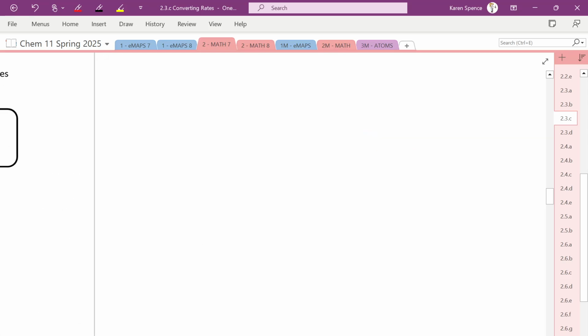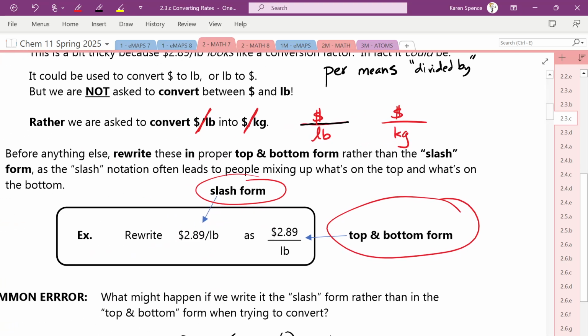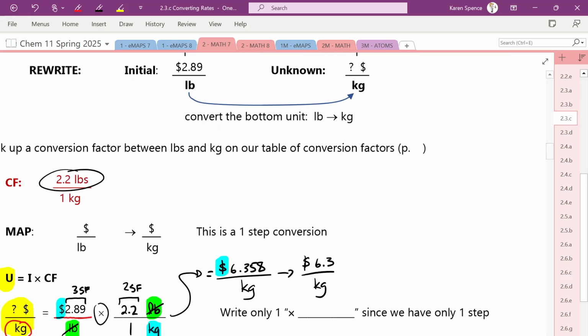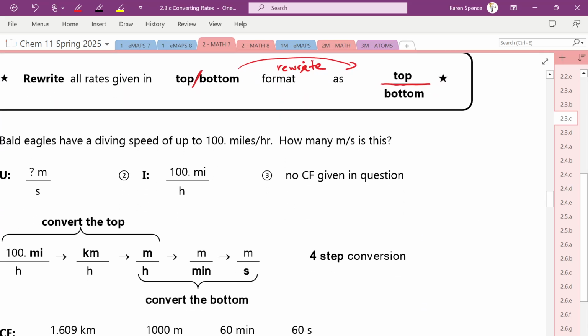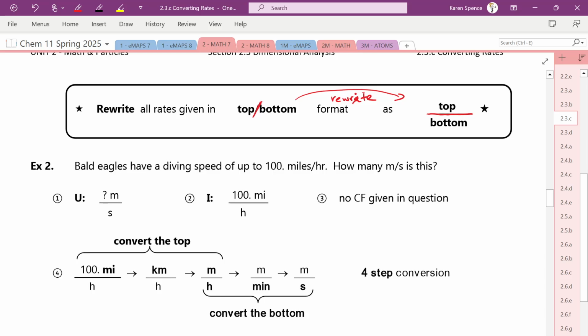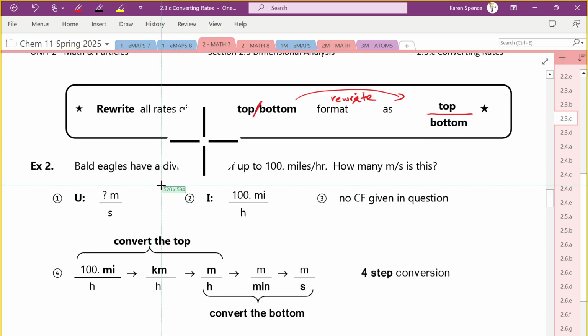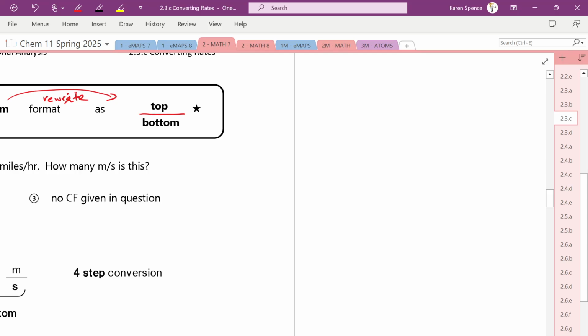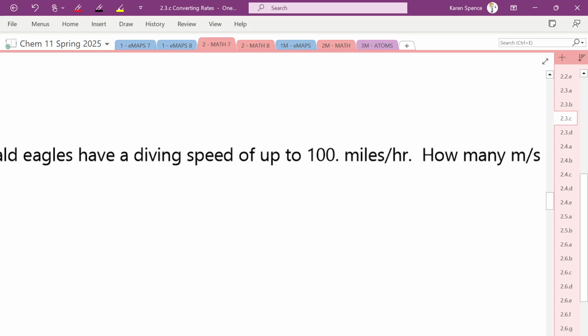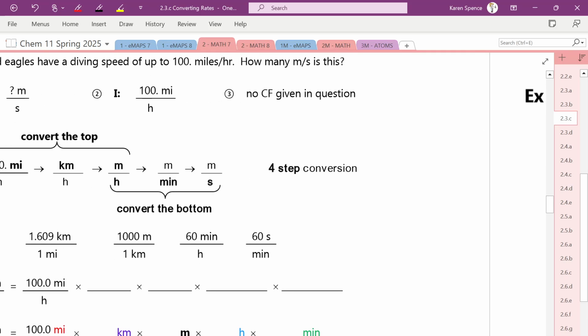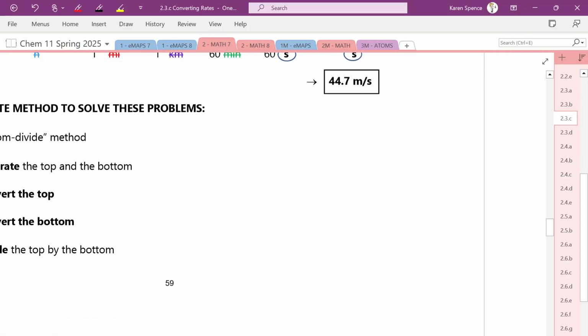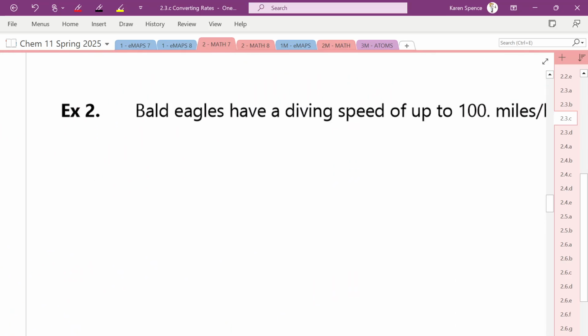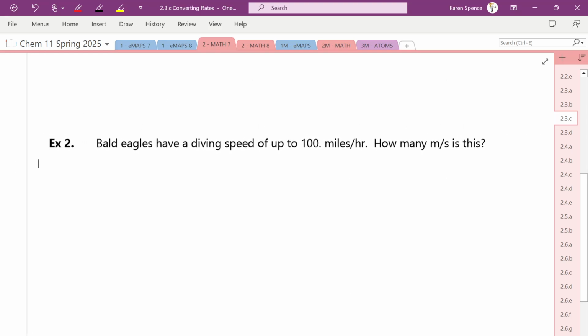Okay, bald eagles. Do I have this question over here? No, I do not. That sucks. Okay. That's okay, I can grab it. Okay, so this example is on page 59. Page 59.